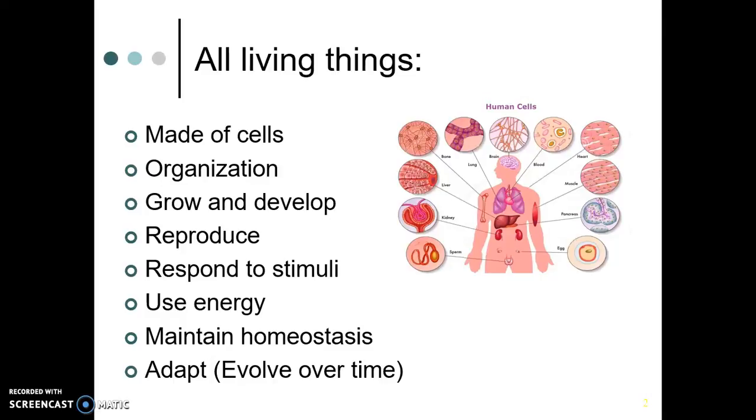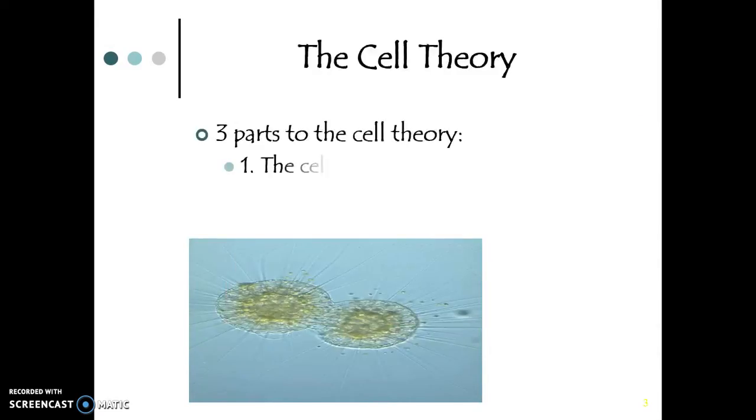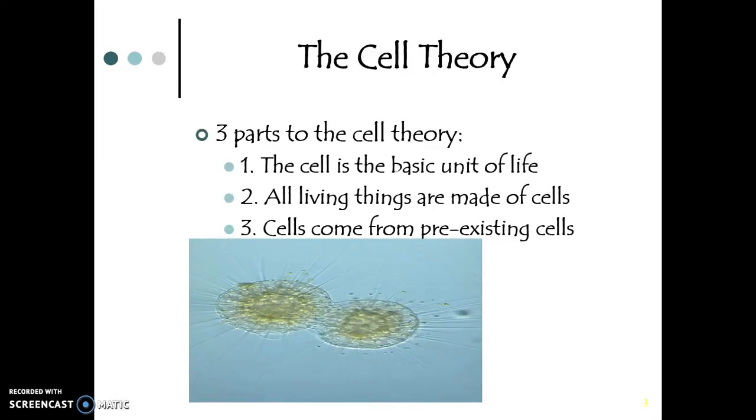So let's start our study of cells by learning the cell theory. The cell theory has 3 parts. You need to make sure that you can recognize all 3 parts and understand what they mean. So the 3 parts to the cell theory are: the cell is the basic unit of life. So all living things have cells.